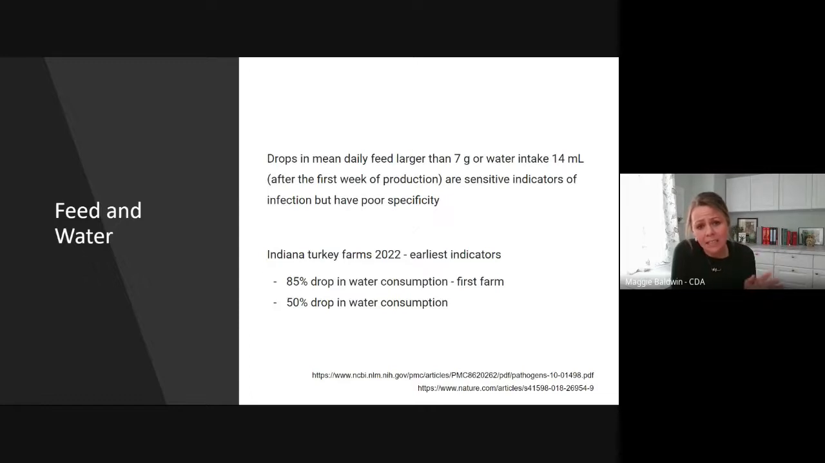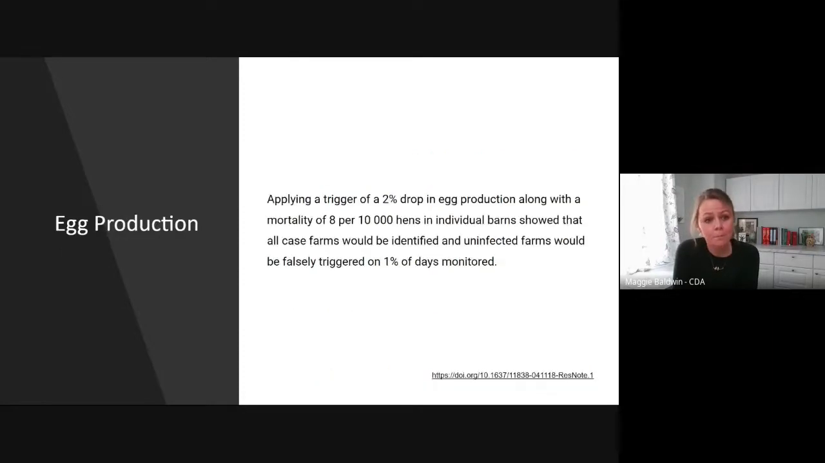Like I said, Indiana, the 85% and 50% drop in water consumption, really it's all knowing your normal. What's your normal, and what's going to be your trigger for your operation that says something's going on. Might not be high path AI, but it might be something else, and something's going on and we need to figure it out. Egg production, and this was from one of the articles that I found, a trigger of 2% drop in egg production along with mortality indicators.